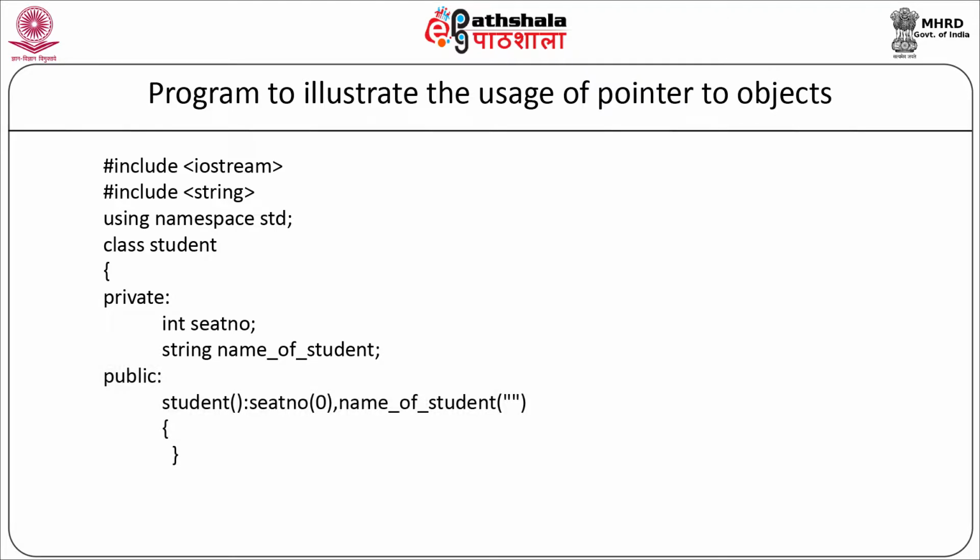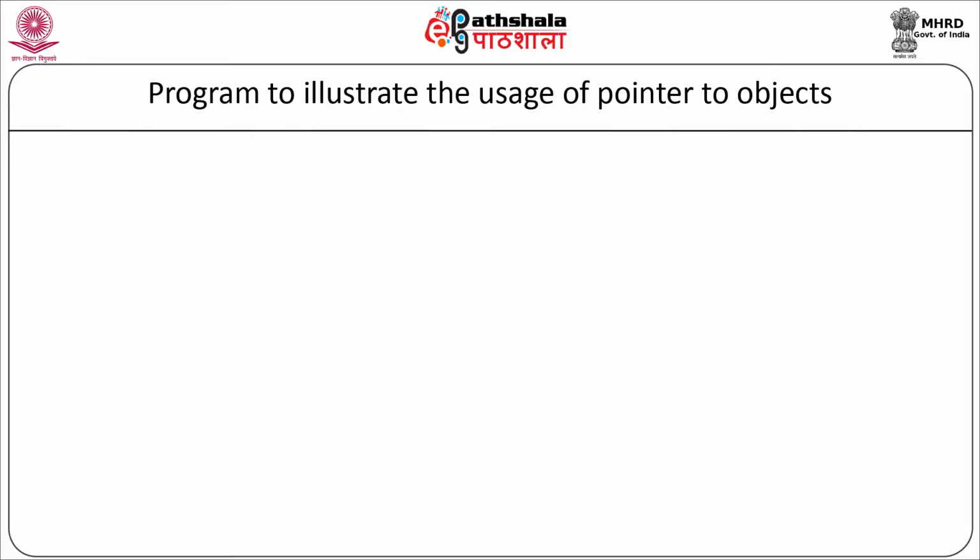Now we are going to write a constructor as student(), colon seat_number(0), name_of_student("") opening closing bracket. This is a different method of writing the constructor using the colon initialization list. Now we will write a parameterized constructor as student(int s_number, string st) colon seat_number(s_number), name_of_student(st) opening closing bracket. Our parameterized constructor will end.